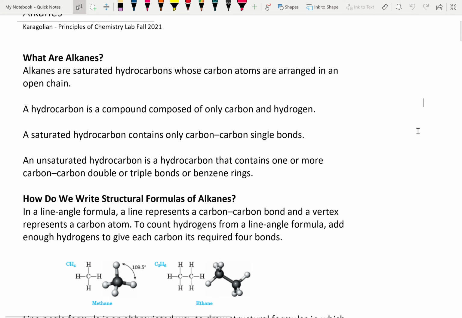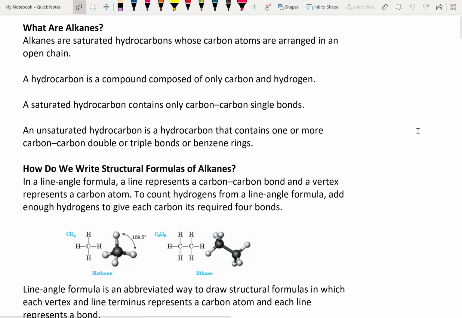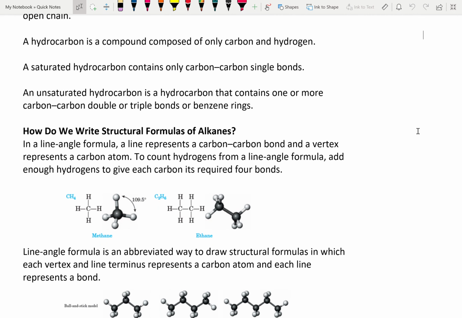Hi everyone, I'm going to go over how to name our structures. For this week we are doing just alkanes, so when anything refers to alkanes, please remember that these are single carbon bonds. Next week we'll go into alkenes and alkynes, and those will be our double and triple bonds.